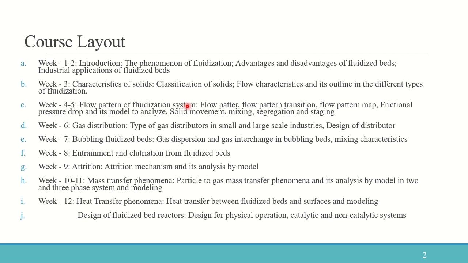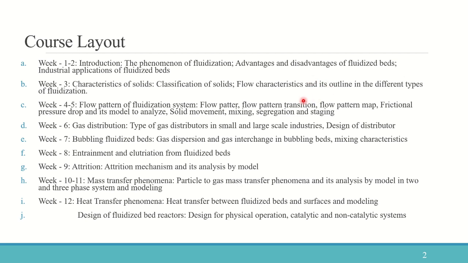Geldart classified the particles based on their size as well as the density, more precisely the relative density between the particle and the fluid. So those things and flow characteristics and its outline in different types of fluidization.